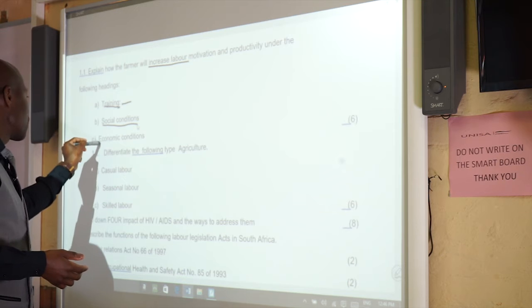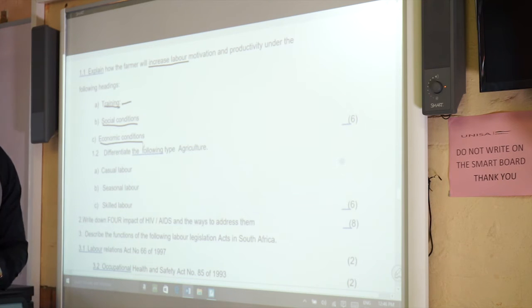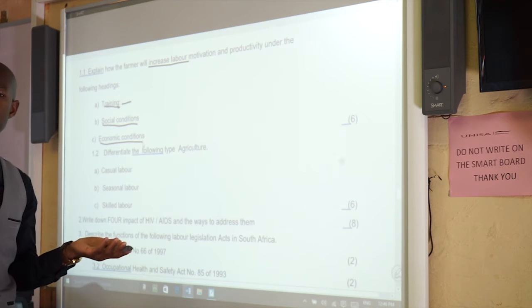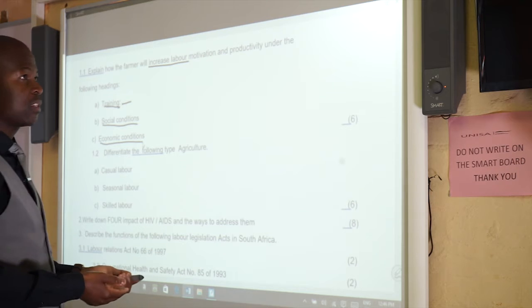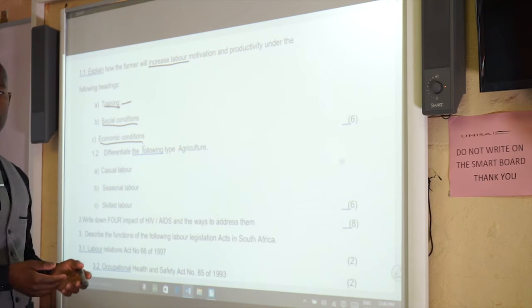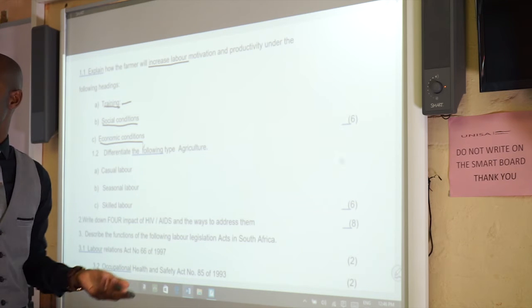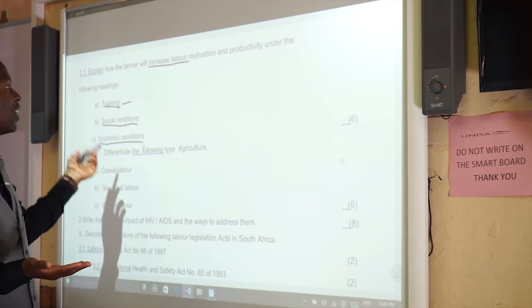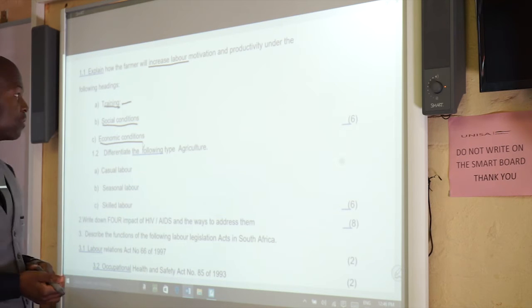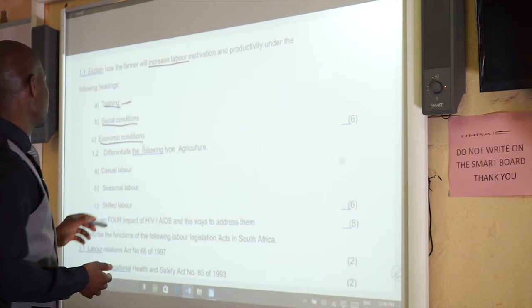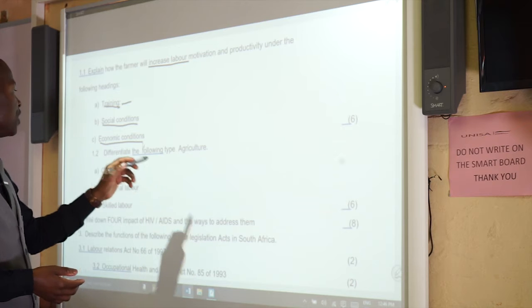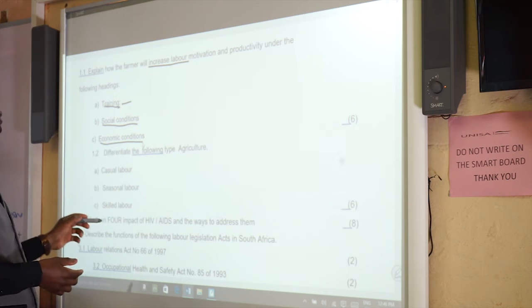Economic conditions, how can you improve that? Remember, we said that you can pay them fair salaries, you can give them bonuses, but you can also give them farm products at discount prices. So that is covered under increasing labor productivity. But it also says differentiate between the types of workers in agriculture.